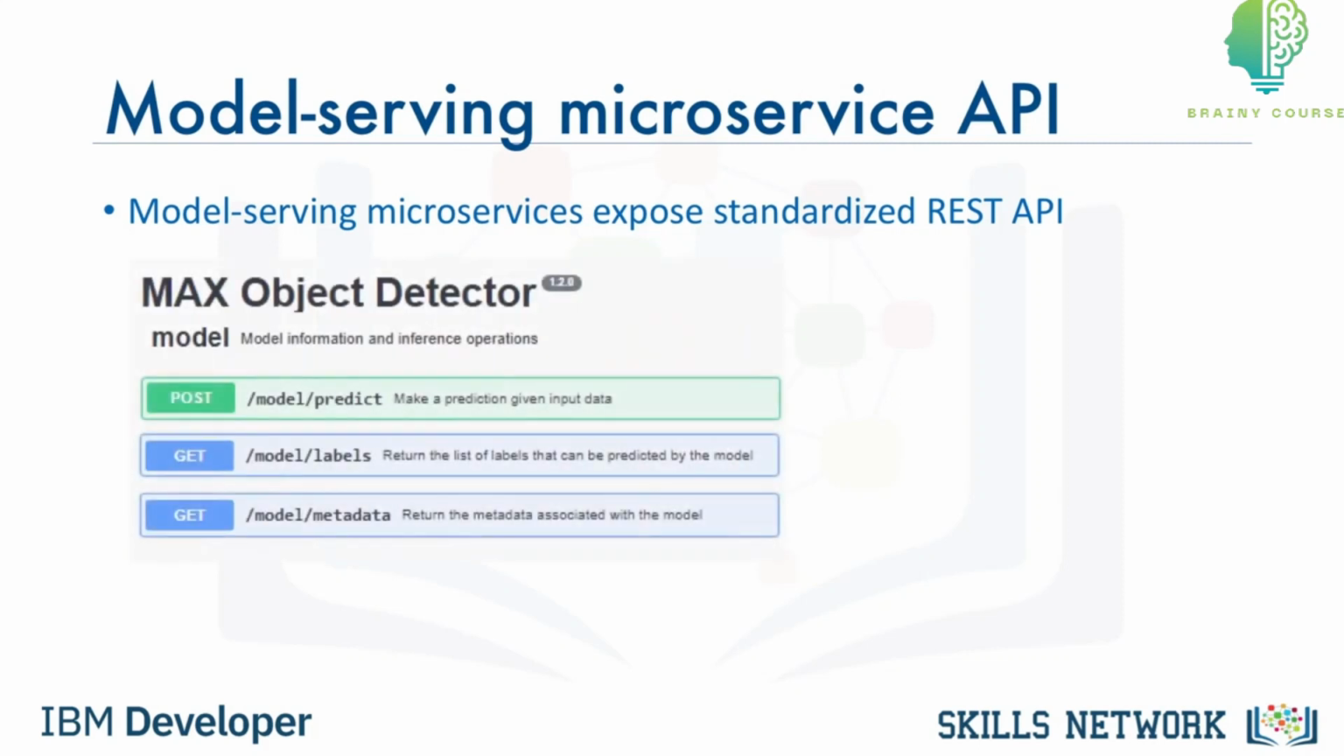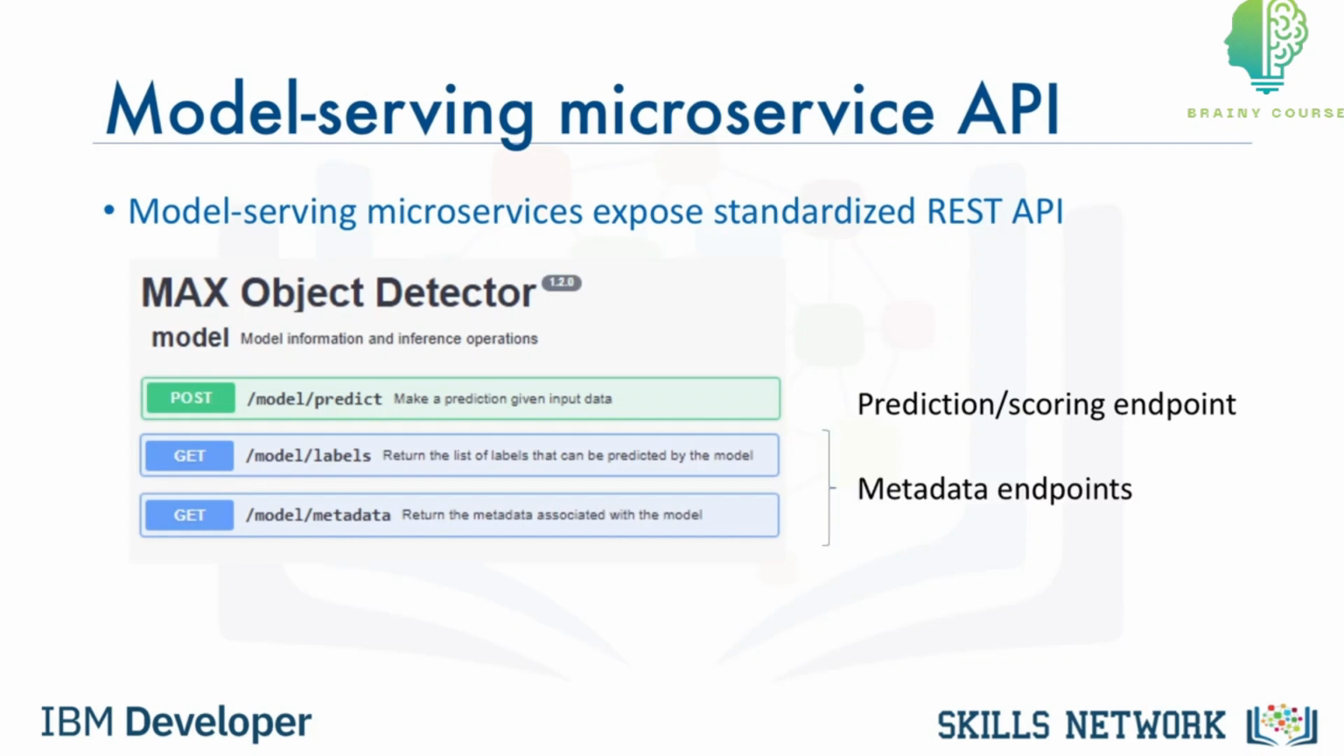This example shows the endpoints for the object detection microservice. The /model/predict endpoint takes an image as input and returns as a response a list of objects that were detected in the image, along with the bounding box coordinates that identify where the detected object is located. Some prediction endpoints can also accept additional input parameters that impact the produced results, such as filters.